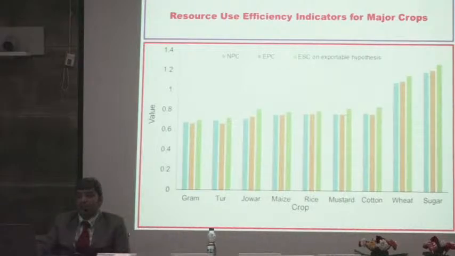This is the combined picture, the average picture for the period under reference. And when we take the average, in case of gram, it is less than unity, and gram is first in our list. It means resources from sugar may be shifted towards gram, tur, jowar, maize. So this is the indication for resource allocation.